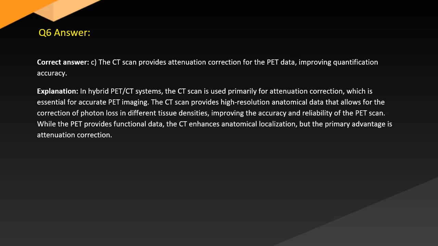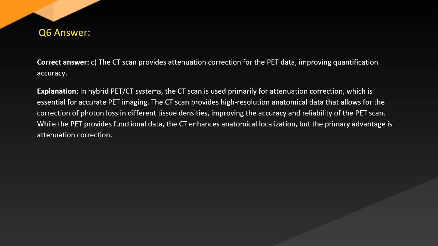Answer. Correct answer: C. The CT scan provides attenuation correction for the PET data, improving quantification accuracy. Explanation. In hybrid PET systems, the CT scan is used primarily for attenuation correction, which is essential for accurate PET imaging. The CT scan provides high-resolution anatomical data that allows for the correction of photon loss in different tissue densities, improving the accuracy and reliability of the PET scan.